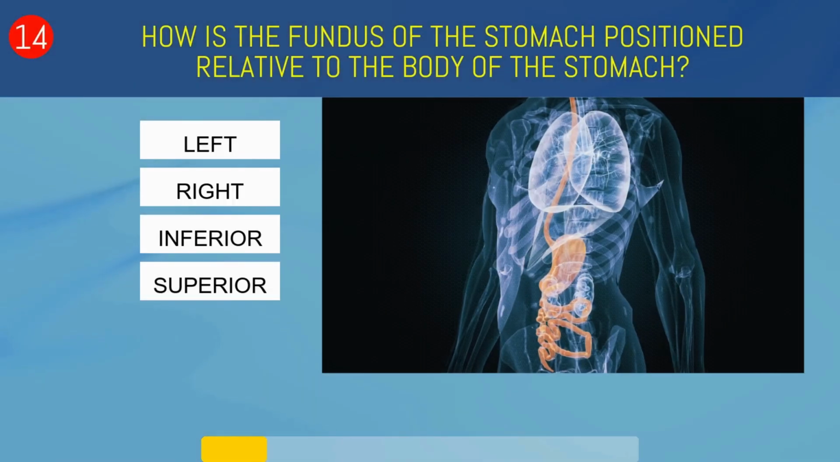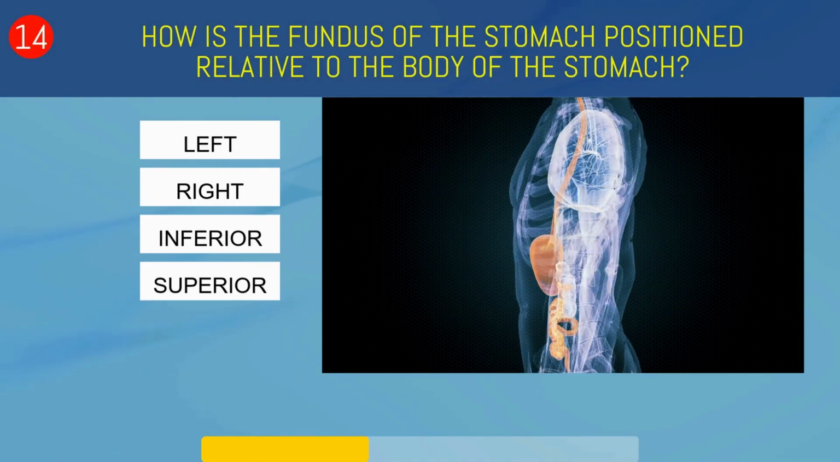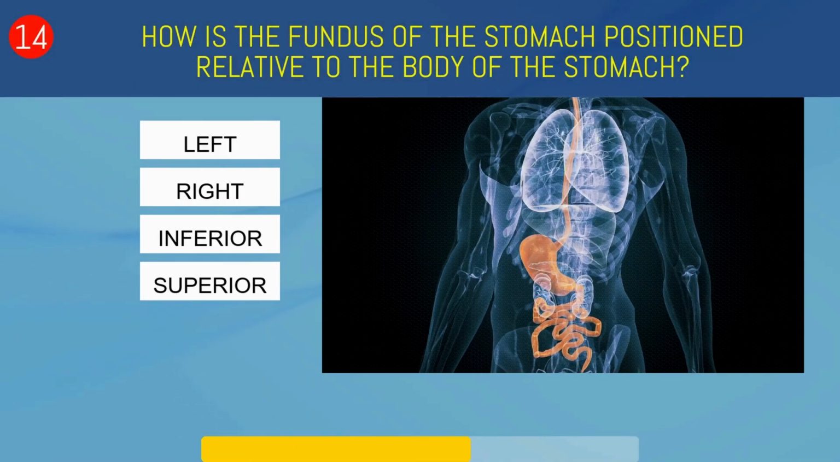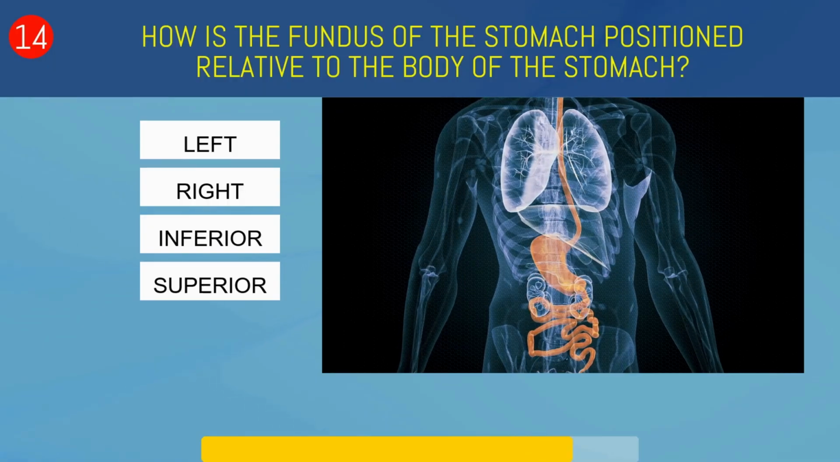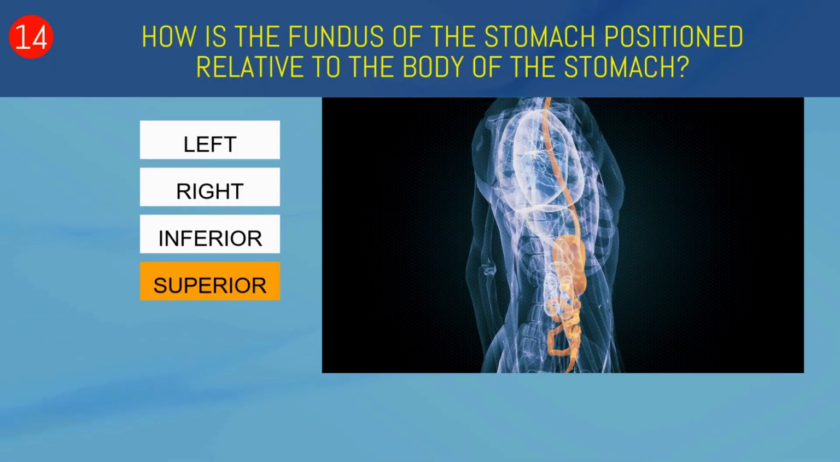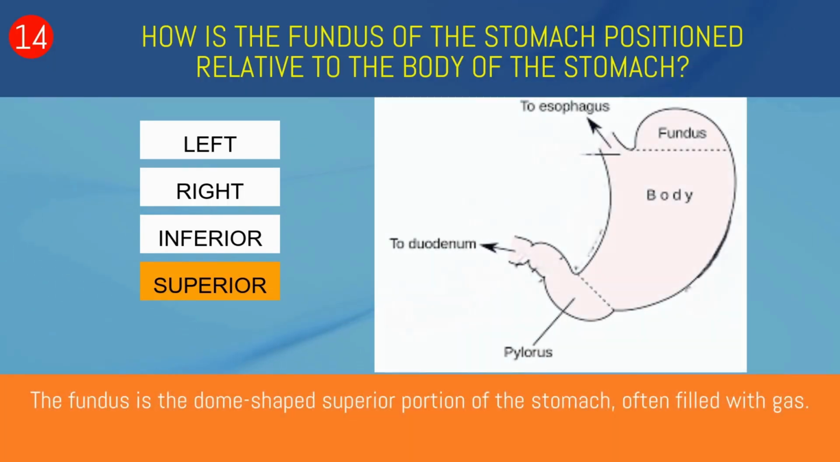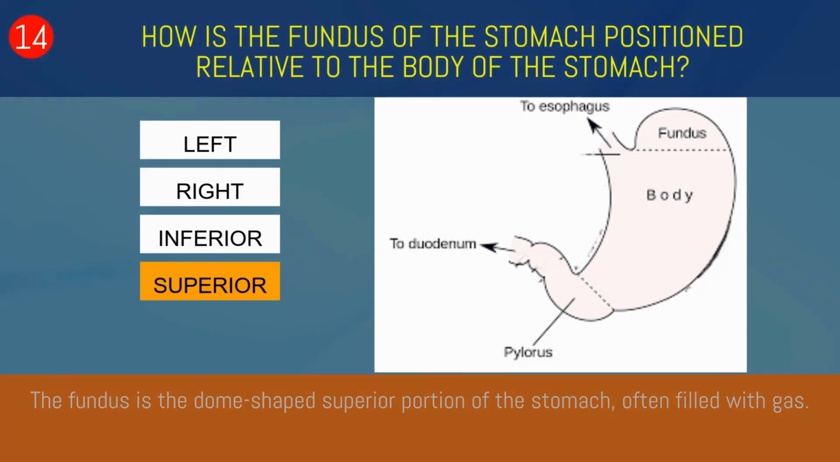How is the fundus of the stomach positioned relative to the body of the stomach? Left, right, inferior, or superior? Superior. The fundus is the dome-shaped superior portion of the stomach, often filled with gas.